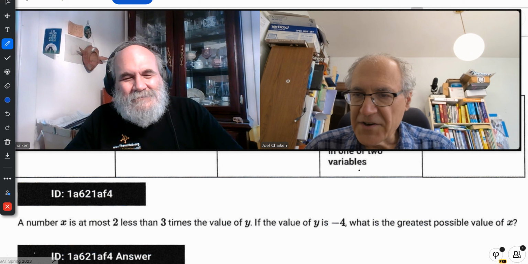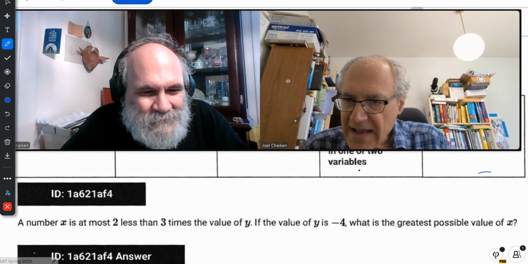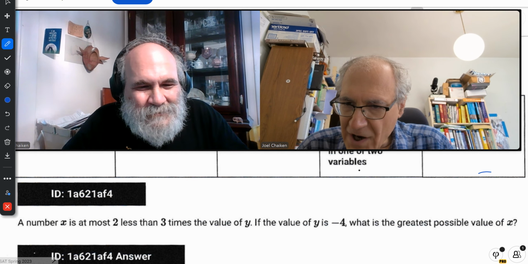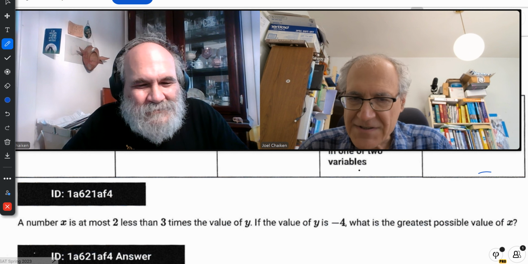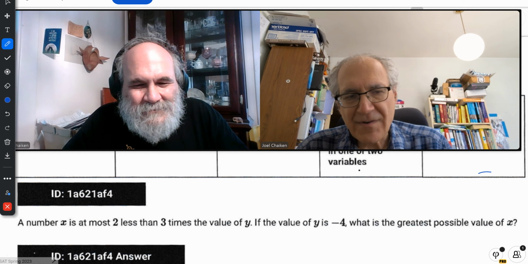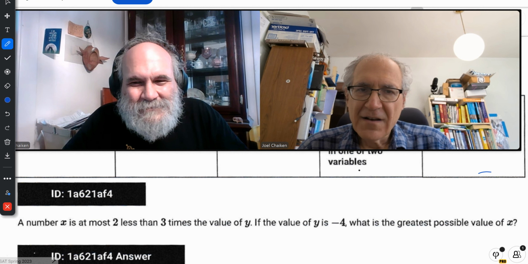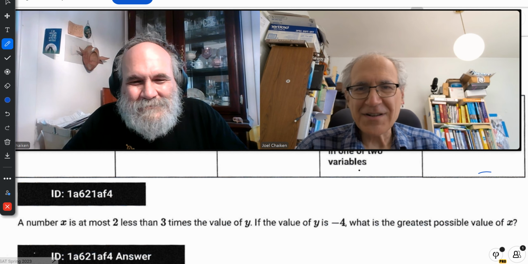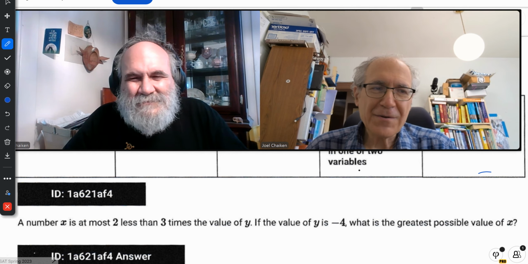Okay, a number x is at most 2 less than 3 times the value of y. If the value of y is -4, what is the greatest possible value of x? Okay, I've been making a lot of mistakes recently, so Seth, take it away.